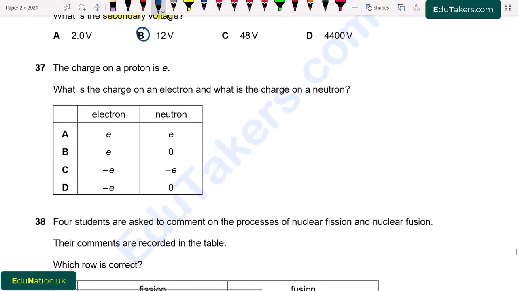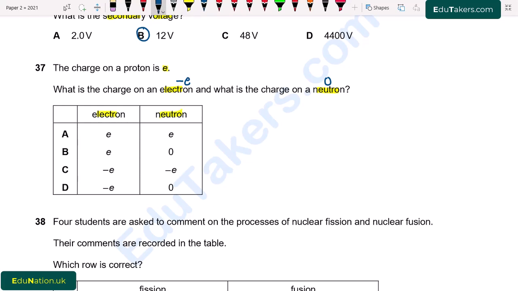Question number 37. The charge on the proton is E. What is the charge on the electron and what is the charge on the neutron? As you know that neutron is neutral, it has no charge. So the charge on the neutron will be 0, while the electron has negative charge as that of the proton. So if the charge on the proton is E, then the charge on electron will be minus E. So here is the table which shows electrons and neutron.